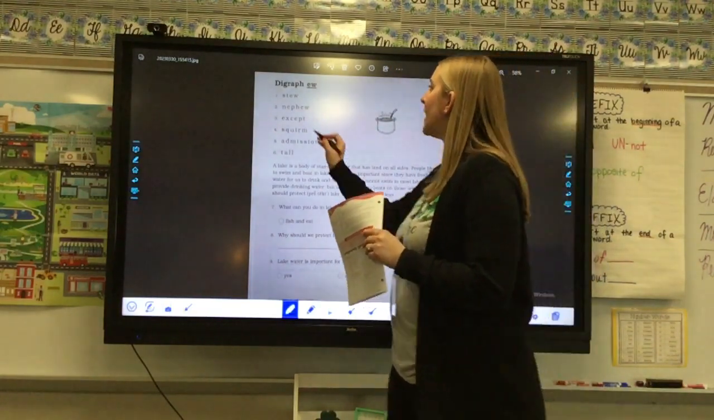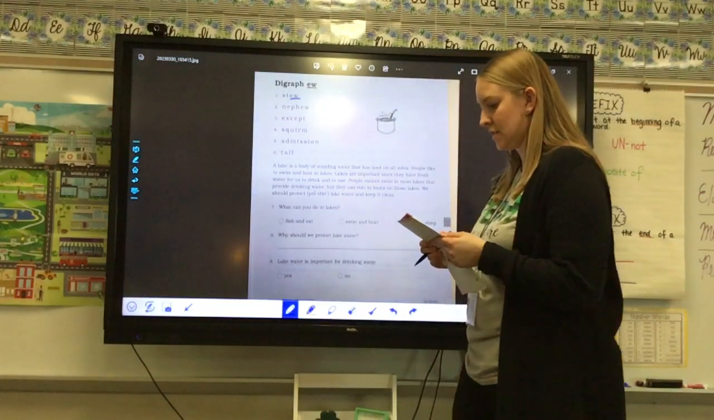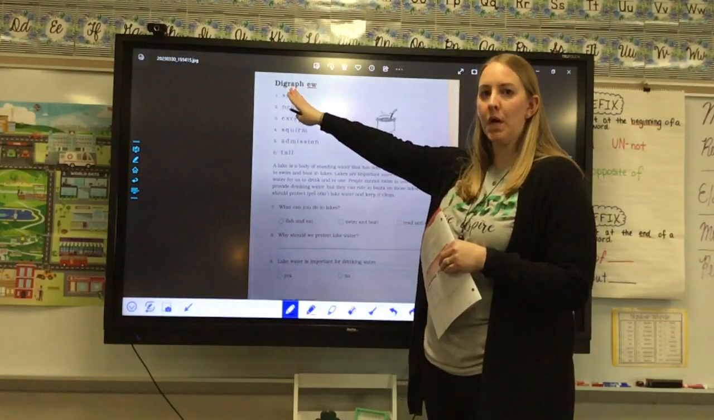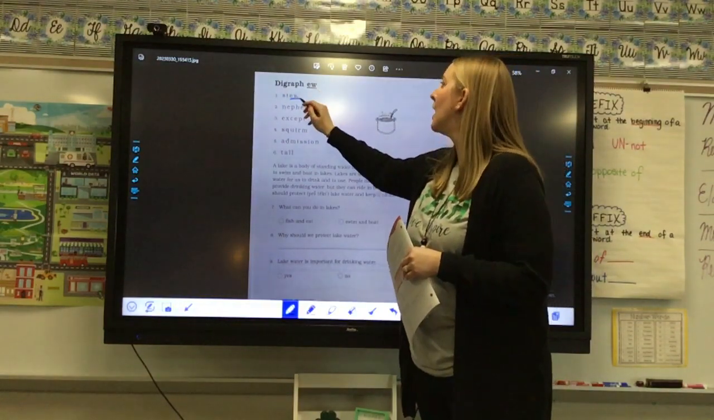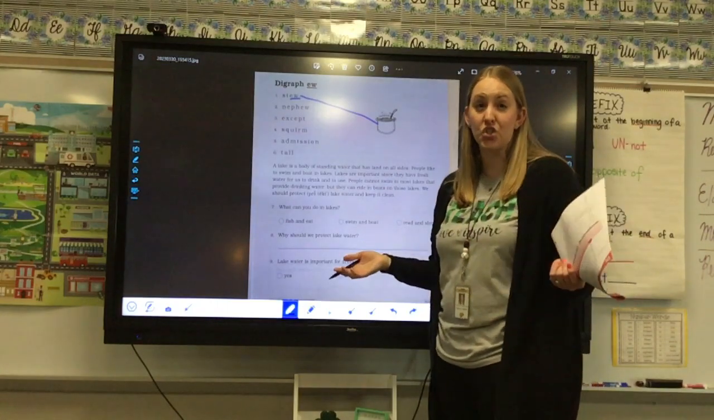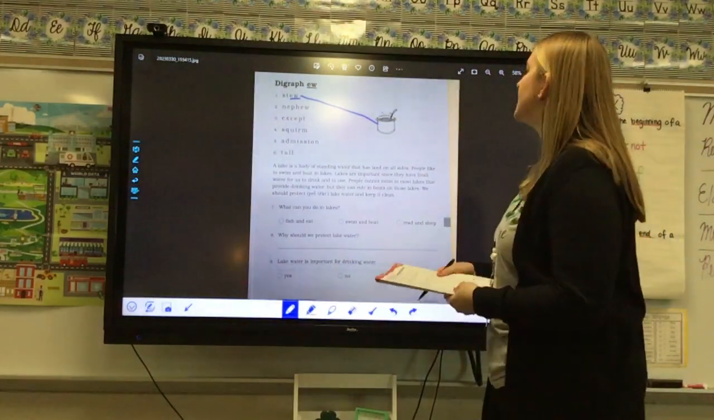We have the digraph EW, so we're going to underline it. And this word is stew. And we're going to draw a line over here. So a stew is another word for a soup. Okay, usually stew has meat and veggies in it.